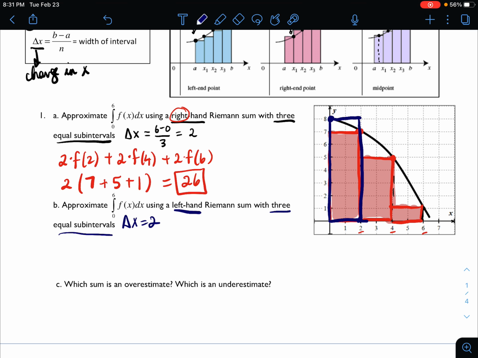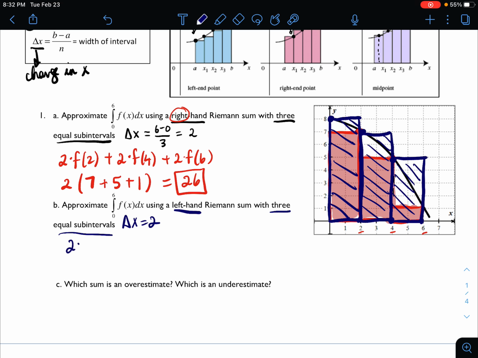Then from 2 to 4, I'm going to use my height at 2, go up there. That will be the height of my rectangle. And then the last rectangle from 4 to 6, I'm going to use my height at 4 and draw my rectangle there. So I want to find the area of these 3 rectangles. And so again, we have a width of 2. My first height is f of 0, plus 2 times my next height, which is f of 2, and then my last height, f of 4.